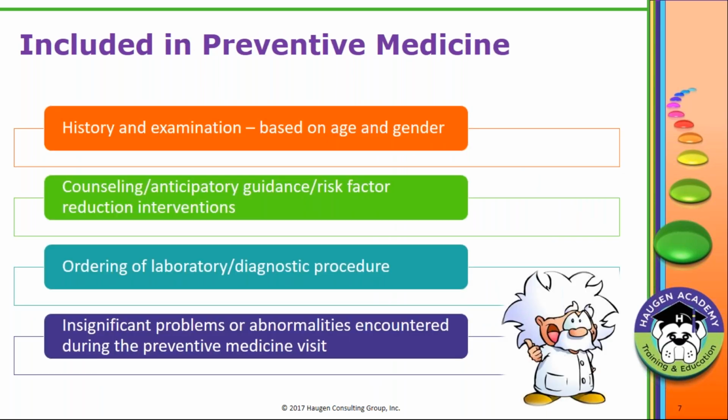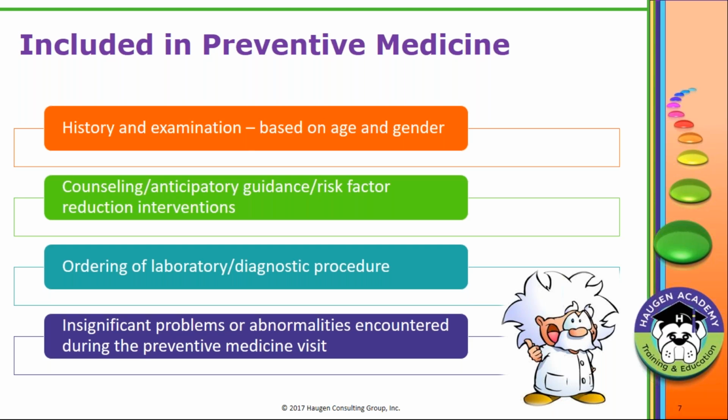So what's included in the preventive medicine visit? And we're still talking about that CPT preventive medicine. It's going to be the history and exam, and that's based on age and gender. So if you're thinking history and exam like your E&M services, it's not the same. The E&M history and exam requirements are very detailed, and we're following documentation guidelines from our 97 and 95 guidelines. This is not the same.